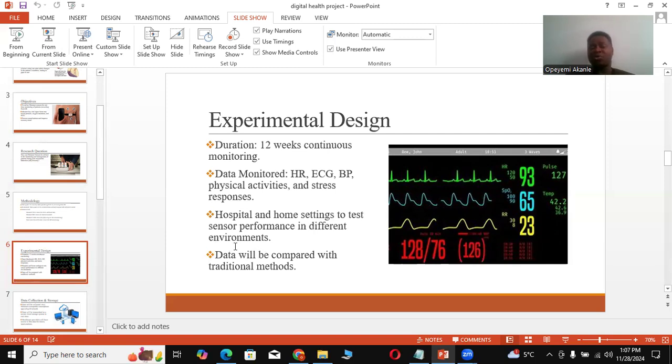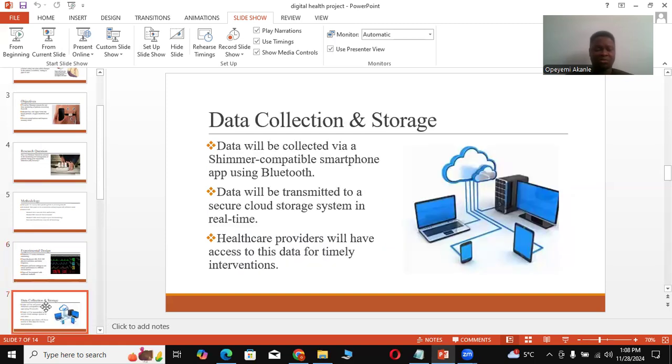Then this data will be compared with traditional methods. So we're going to compare this data with the clinical ECG machine from the hospitals. We're going to compare the blood pressure with the traditional method of taking blood pressure in the hospital using the BP cuffs, and the heart rates and all the sensors, all the vitals as well.